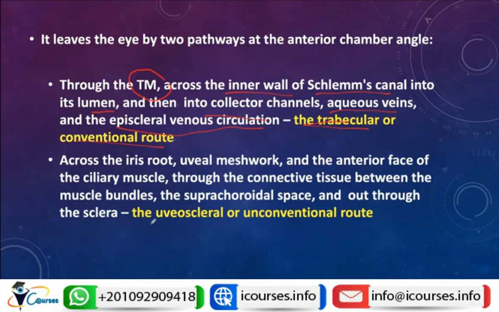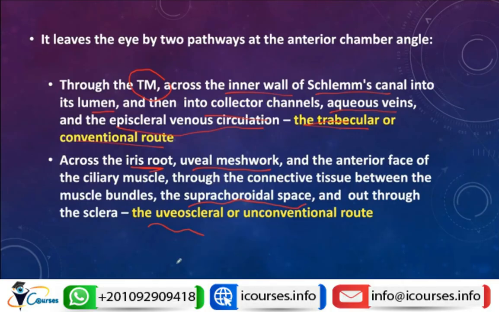But the other pathway, which is called the uveoscleral, accounting for about 10 to 30%, the aqueous will be absorbed through the iris root, then it will go to the uveal meshwork, then the anterior surface of the ciliary muscle, and the connective tissue between the muscle bundles to the suprachoroidal space. So it is like a shortcut.